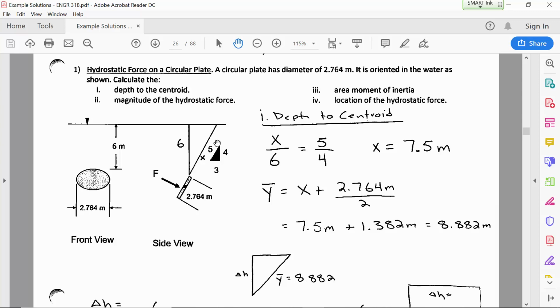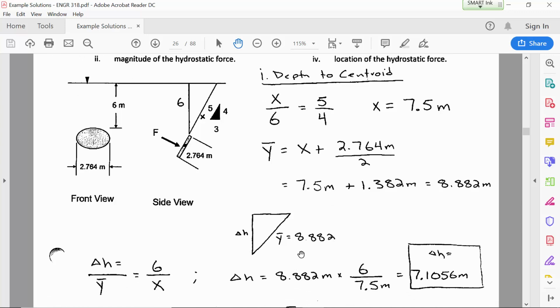I knew that half of that inclined distance on the plate itself would be its given diameter divided by 2, and then there's some unknown inclined distance from the edge up to the surface. So it's the hypotenuse where we've got 6 as the vertical component of that particular triangle. Through calculating the y bar, I then got the delta h through similar triangles. But even if you use that 53-degree angle, I think what you'll find is that the delta h, the depth of the centroid, straight up from the centroid to the water surface, should be about 7.11 meters.